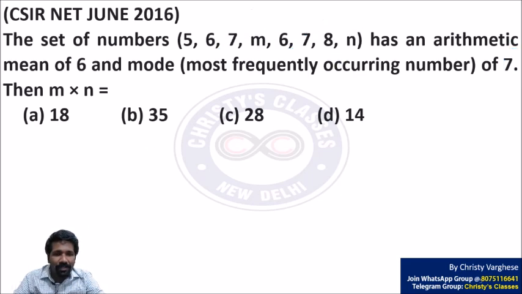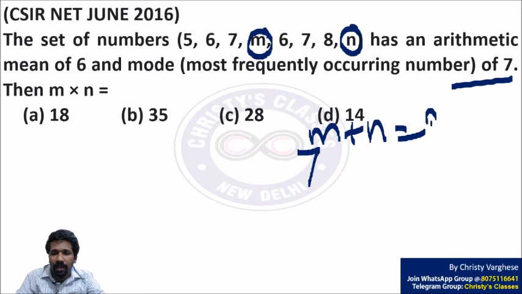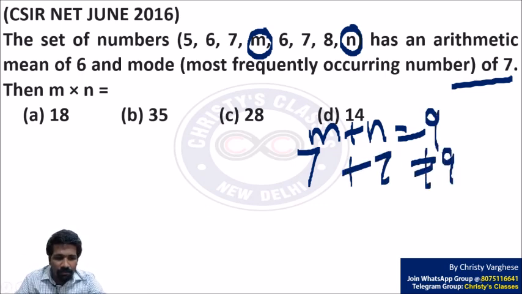So to make 7 the mode, at least one of the elements M or N should be 7. Both elements being 7 is also okay for the mode being 7. But a minimum of one element should be 7. The other element should not be 6 either, otherwise there will be 2 modes. Both elements being 7 is not possible because we already found that M plus N should be 9. 7 plus 7 is not equal to 9. So both numbers are not 7 for sure.